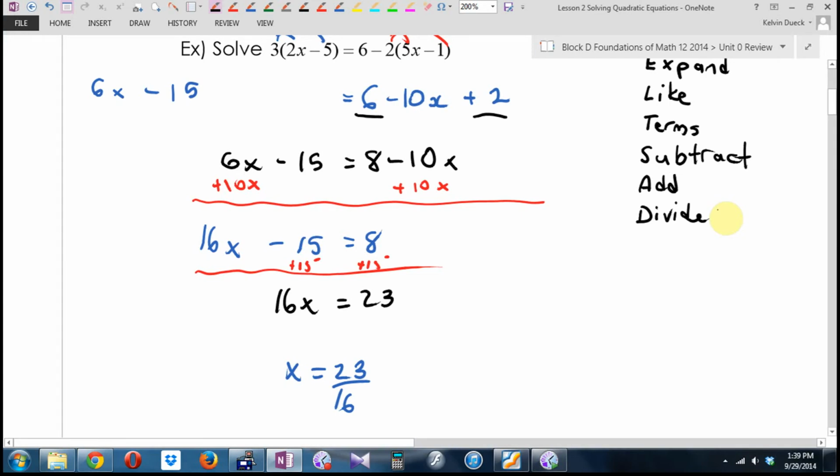Unfortunately, that does not work for a quadratic. Well, it does work for one very specific type of quadratic where you have only an x squared and no x's. You can get the x squared by itself and then square root. But most of the time, in a quadratic, unfortunately, we are stuck with x's and x squareds.